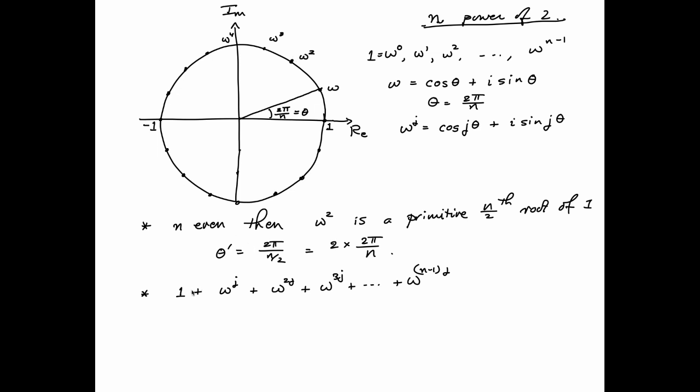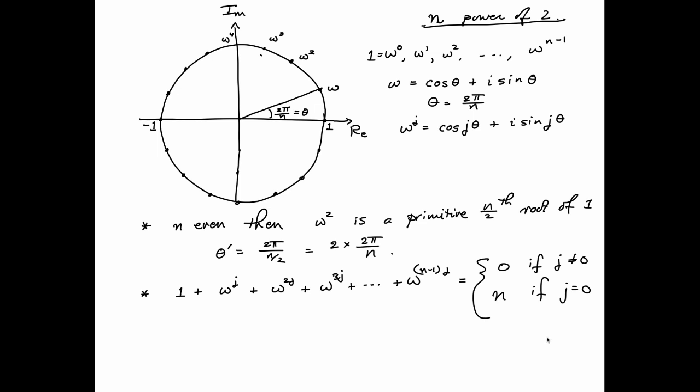But actually, this is true not only for omega, but if I start with omega squared or omega cubed and I look at its multiples, then I'm just going to keep going around the circle in an evenly spaced way. And what I'll get is that this is equal to 0 if j is not equal to 0, so if it's between 1 and n minus 1. But what happens if j equals 0? Well, then this is 1 plus 1 plus 1 plus 1, so it'll be n if j equals 0.